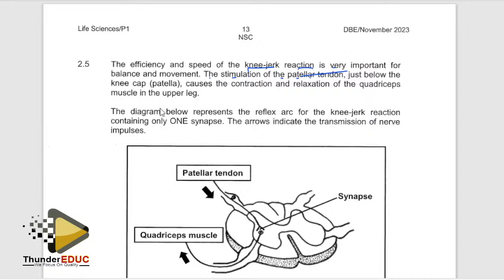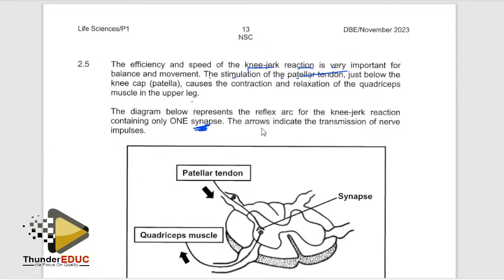muscles. So there are 4 of them, the quadriceps muscles in the upper leg. The diagram below represents the reflex arc for the knee-jerk reaction containing only one synapse.